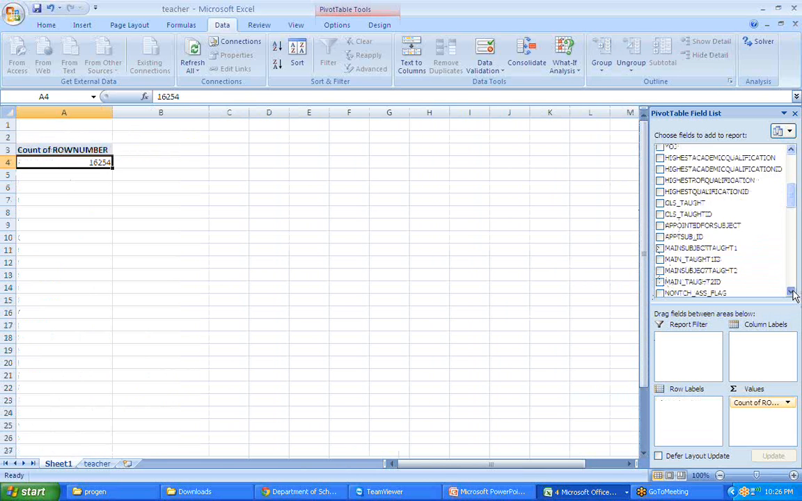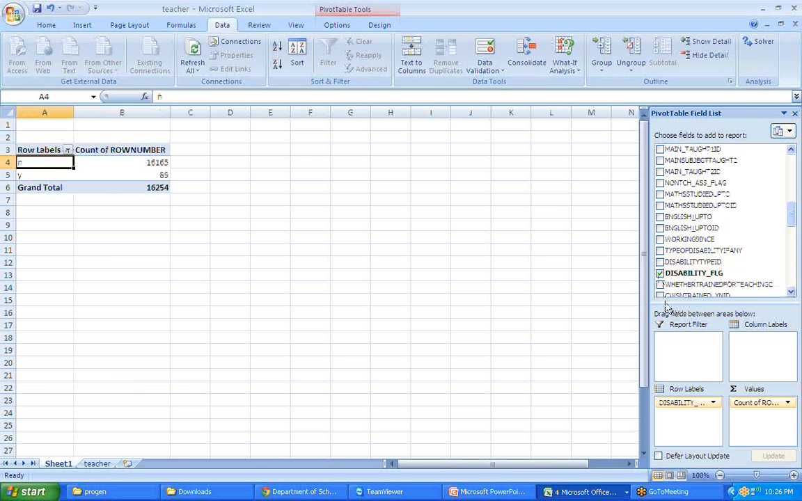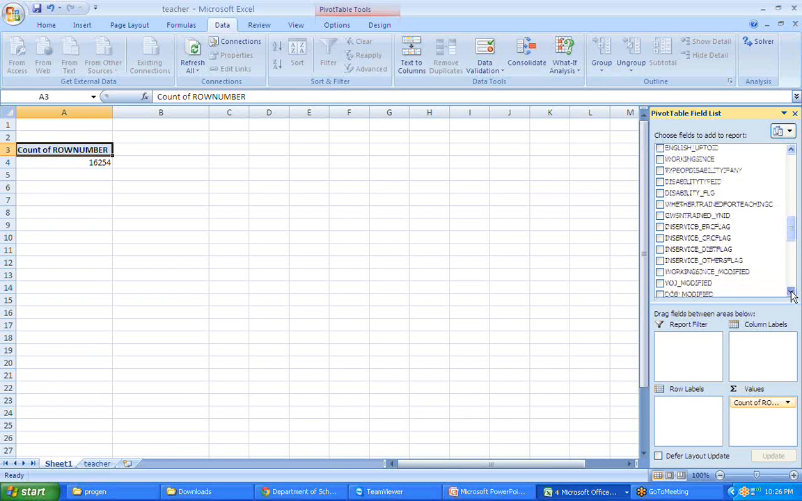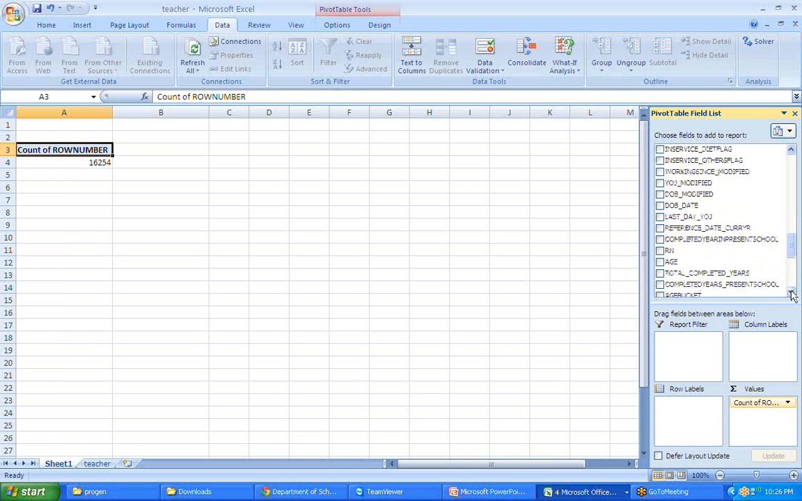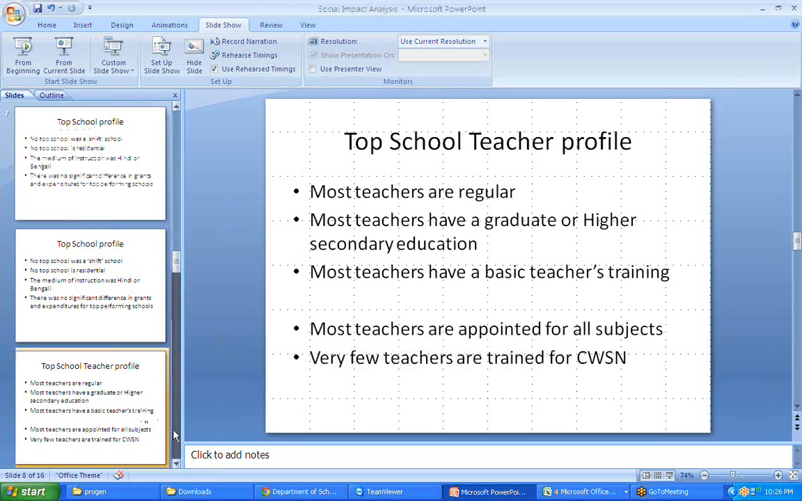Then you can slice and dice down further and look at the types of disabilities. If you look at the disability flag, only very few teachers were actually disabled. And if you look at whether they are trained for teaching CWSN, we find that very few teachers are trained for teaching CWSN. Then you can keep on slicing and dicing and look at the data in terms of various parameters. So this is what we found to be a critical factor.